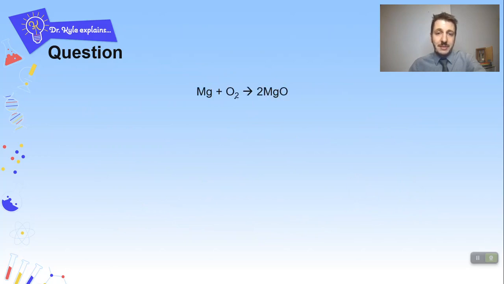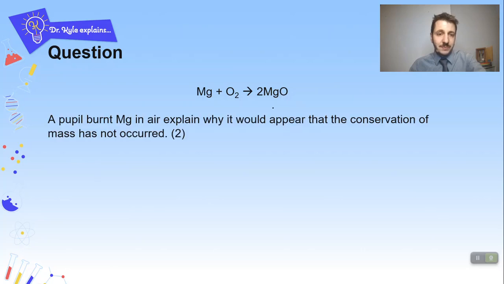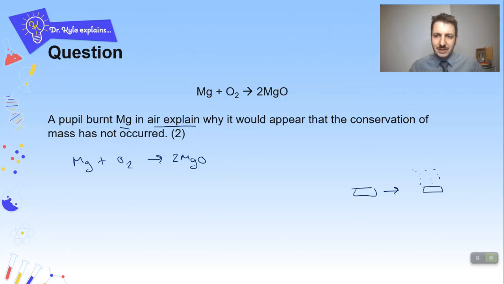So magnesium plus oxygen goes to 2 magnesium oxide. A pupil burnt magnesium in air. Explain why it would appear that the conservation of mass has not occurred. So what's going on here then? Magnesium and oxygen are burnt and they form magnesium oxide. Just rewriting that equation, having a think. If we had a strip of magnesium and we burnt it in the air, mass is going to be gained. So I'm thinking, that oxygen in the air must be adding to that magnesium to form magnesium oxide.